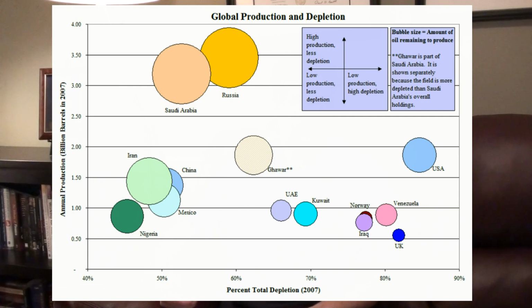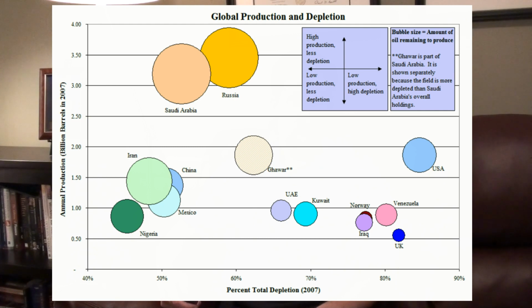The graph adds a dimension to the depletion-production relationship by displaying the total oil a producer has left. For example, Mexico is less depleted than some of its peers like the UAE and Kuwait. However, both of these countries' remaining reserves are of similar size to Mexico's. The graph also highlights the dominance of Saudi Arabia and Russia. They are the largest producers and have by far the most oil left to produce.